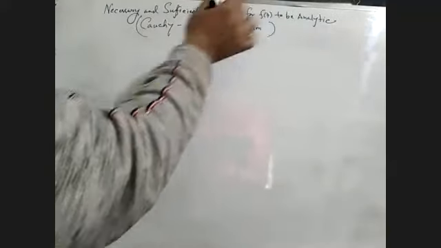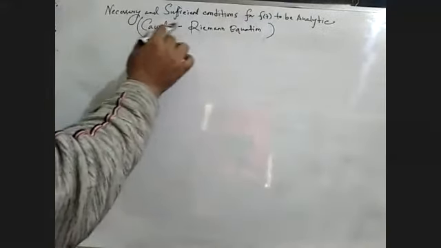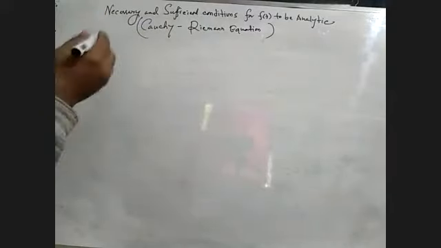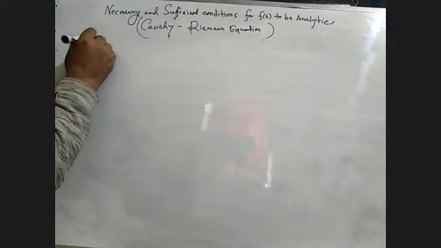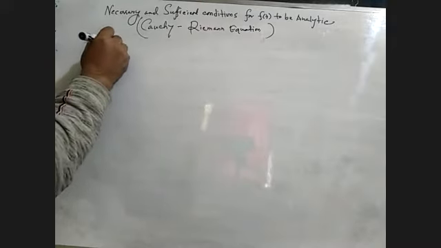Now we will try to prove the necessary and sufficient conditions for f of z to be analytic. It is also called the Cauchy-Riemann equation. State and prove the Cauchy-Riemann equation. This is the statement of the Cauchy-Riemann equation or Cauchy-Riemann condition.